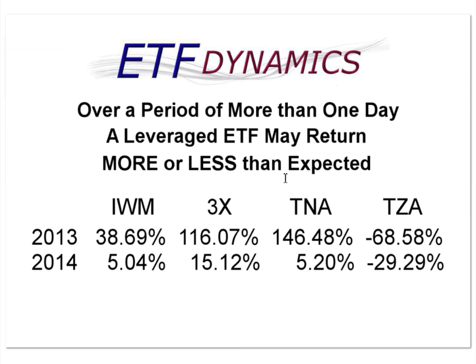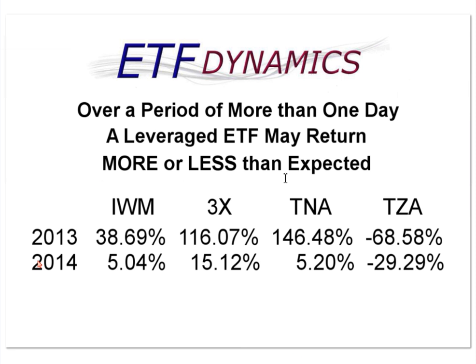I want to come back to this line. Over a period of more than 1 day, a leveraged ETF may return more or less than expected. And the reason for that is they are rebalancing leveraged ETFs on a daily basis. So whereas the SPY will perfectly track the S&P 500, within a couple of pennies, the IWM will perfectly track the Russell 2000. This isn't necessarily true of double and triple leveraged ETFs.